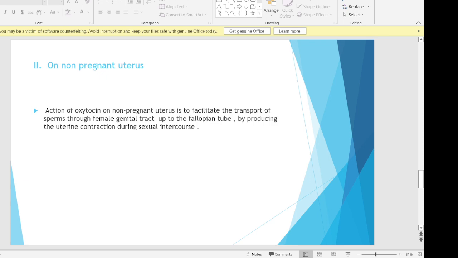Non-pregnant uterus. Action of oxytocin on the non-pregnant uterus is to facilitate the transport of sperm through the female genital tract up to the fallopian tube by producing uterine contraction during sexual intercourse.